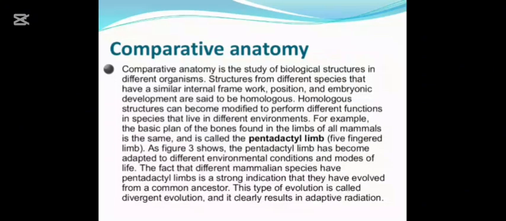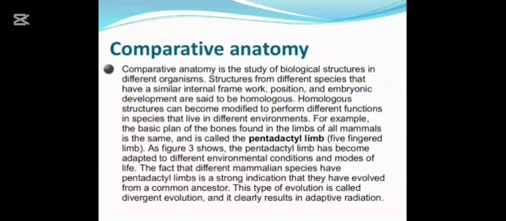Comparative anatomy is another evidence that evolution actually took place. Comparative anatomy is the study of biological structures in different organisms. Structures from different species that have similar internal framework, position, and embryonic development are said to be homologous. Homologous structures become modified to perform different functions in the species that have lived in different environments.